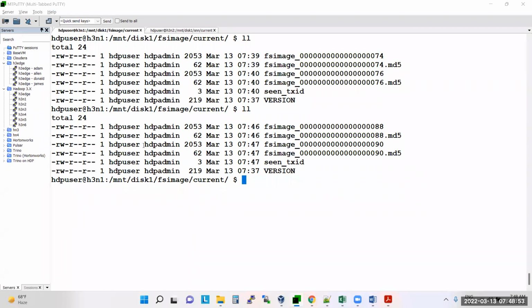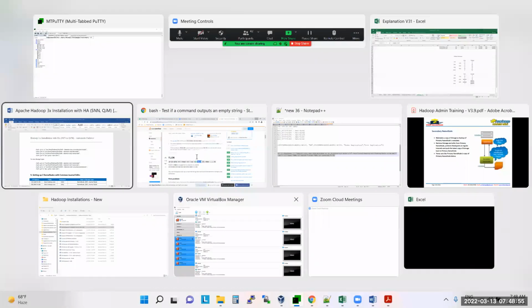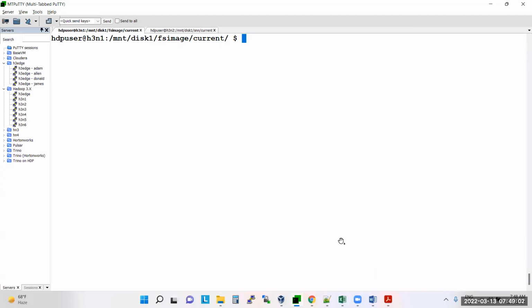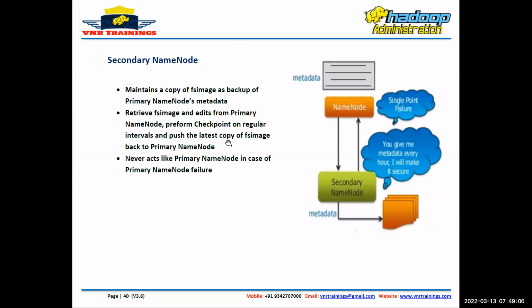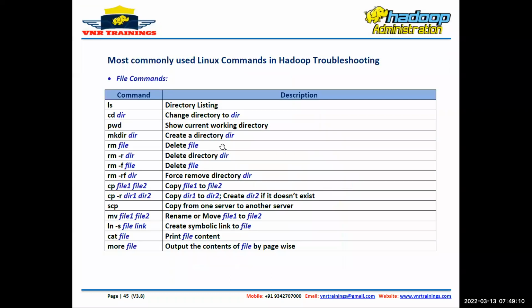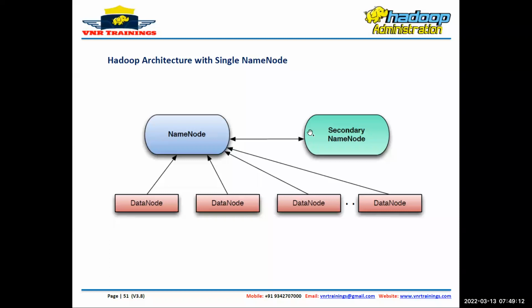Now you understood the complete Hadoop 1x cluster, guys. Yes or no? Whatever cluster I have set up till now, I may be using Hadoop 3x, but this is the architecture of Hadoop 1x. You will have one name node, one secondary name node, and multiple data nodes. Understand?